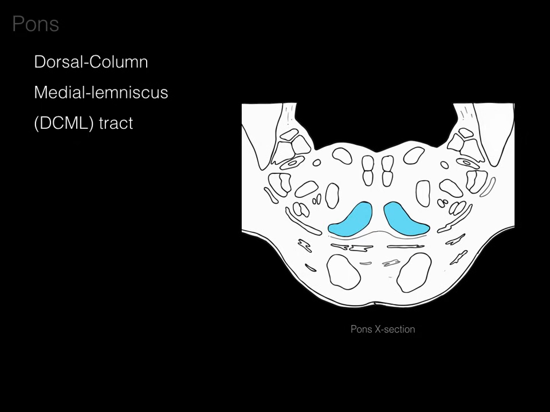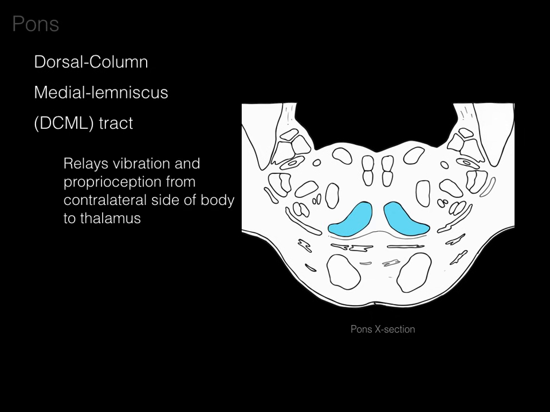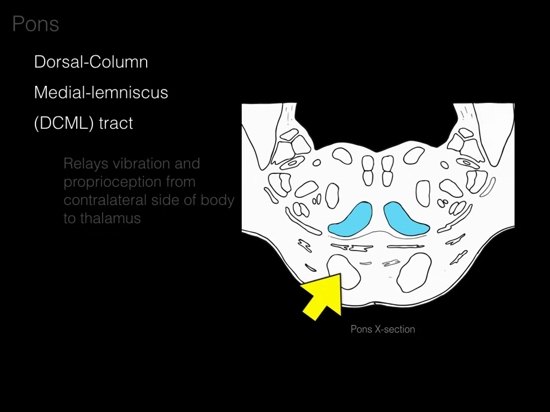Now the dorsal column medial lemniscus or DCML tract, just like we talked about in the midbrain, this is going to relay vibration and proprioception from the contralateral side of the body to the thalamus. How do I find it? Well, I see the front of the pons proper. Just go into the pons proper and find the corticospinal tract, and then you just go a little bit more. It's basically right in the middle near the midline in the pons.